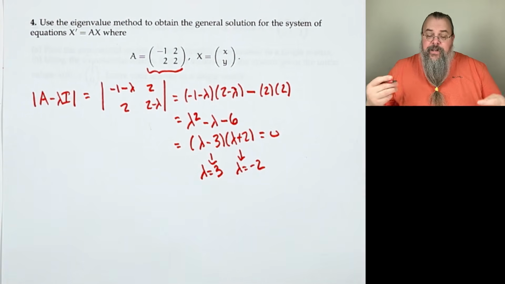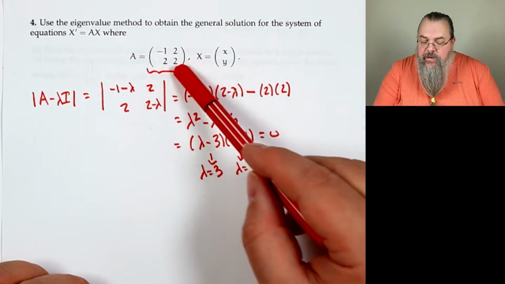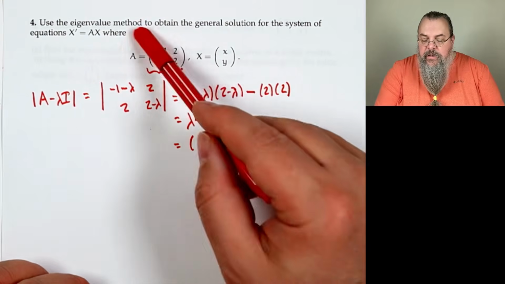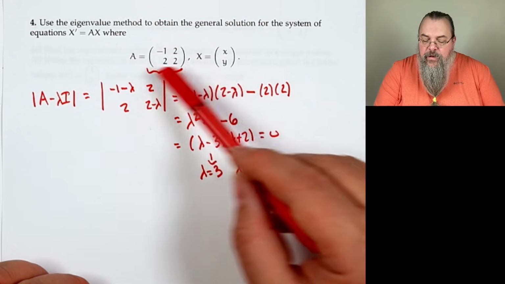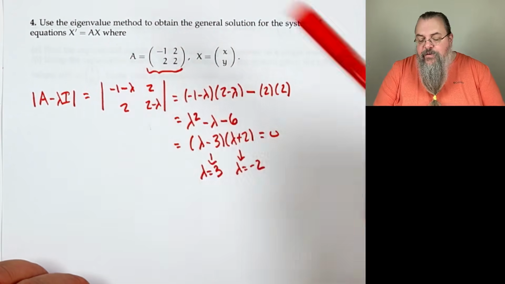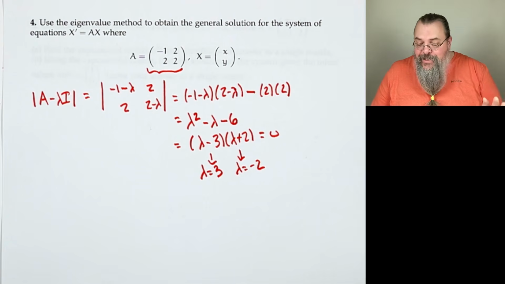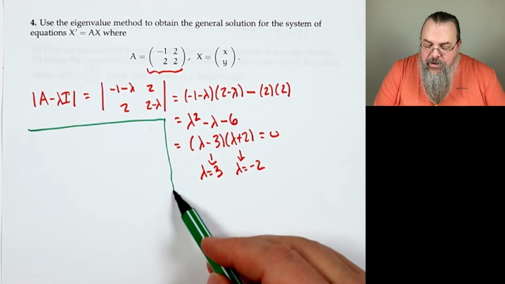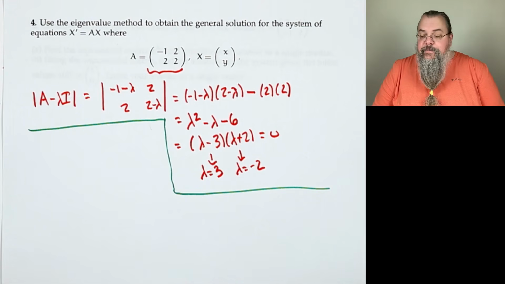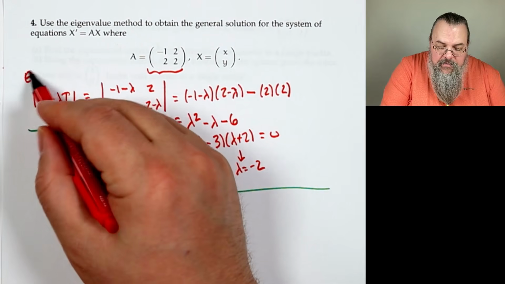Now, there's a way to quickly check if these are right. If you add these, you should get the same as if you added along the diagonal. 3 minus 2 is 1, and minus 1 plus 2 is 1. If you multiply these, negative 6, that's the same as the determinant: minus 2 minus 4 is negative 6. So these are definitely the right eigenvalues. We have distinct real eigenvalues, which means we are now going to find eigenvectors. Just a side note here, we have eigenvalues.